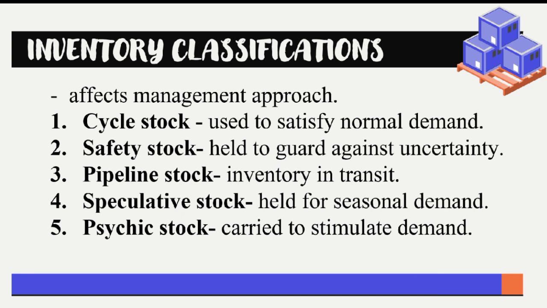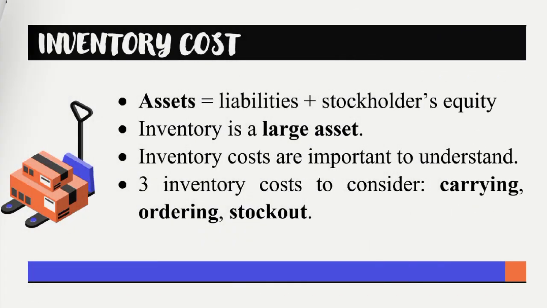Although inventory generally exists to satisfy demand, in some situations, inventory is carried to stimulate demand, also known as psychic stock, the last classification of inventory. So this type of inventory is associated with retail stores, and the general idea is that customer purchases are stimulated by inventory that they can see. This concept helps explain in part why some retailers stock huge amounts of certain merchandise.